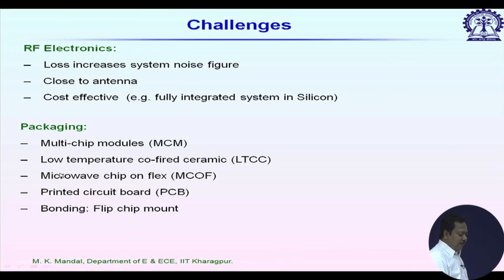So, this MCM or multi-chip modules, it can be fabricated using low temperature co-fired ceramic technology, or more popularly known as LTCC, using microwave chip on flex. So, basically it is one type of flexible laminates. Also we can use conventional printed circuit board technology or laminates to integrate these multiple chips.